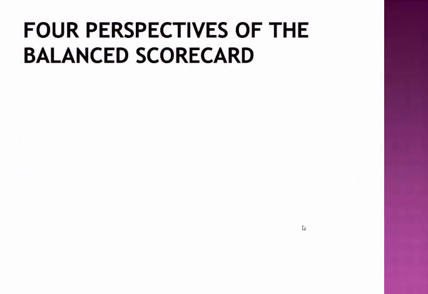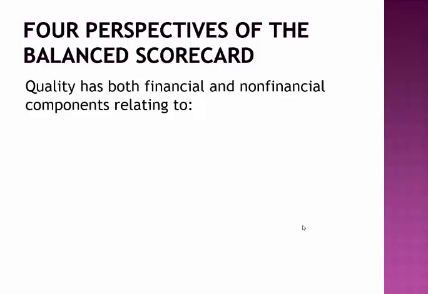We can look at the 4 perspectives of the balanced scorecard again and use this to aid us in looking at the cost of quality. Quality has both financial and non-financial components. You guys are going to see in this chapter that some things we're going to be able to measure in dollar amounts, and then there are some other things that are not going to be in dollar amounts.